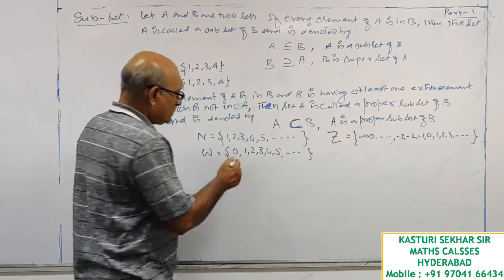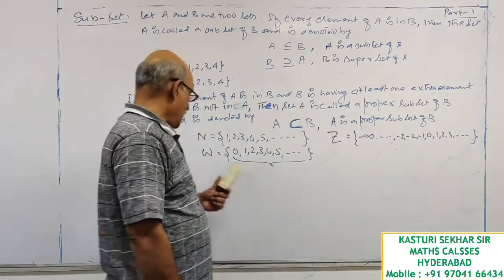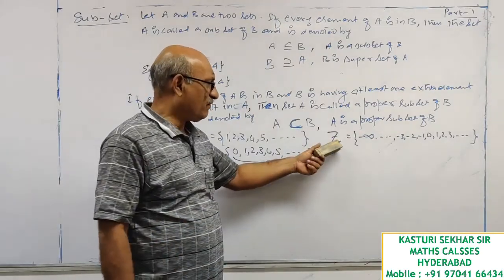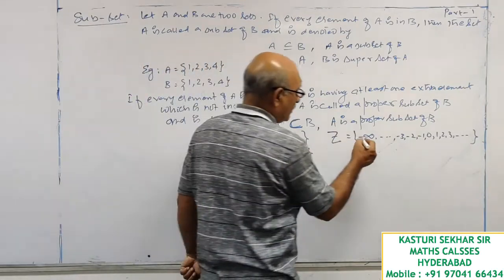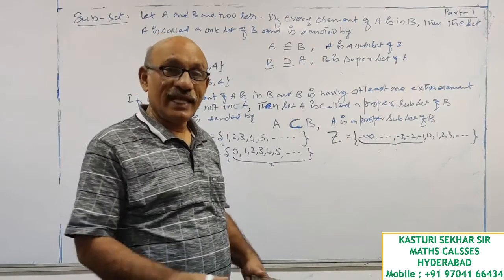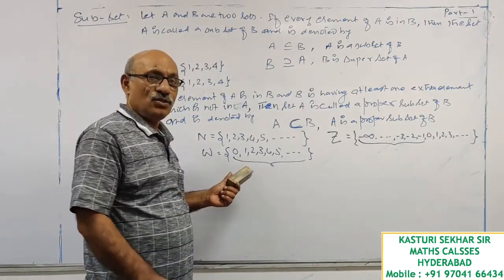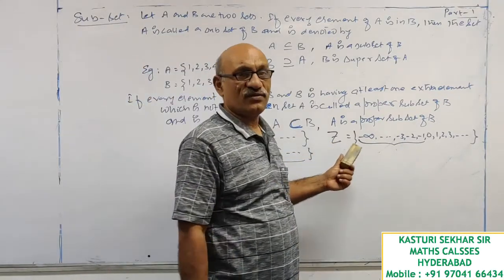From 0 to infinity, the positive numbers are the same in the case of integers as well as whole numbers. But integers have some additional elements. This set is what? The negative numbers set, which whole numbers do not have. So I can say whole numbers is a proper subset of integers.